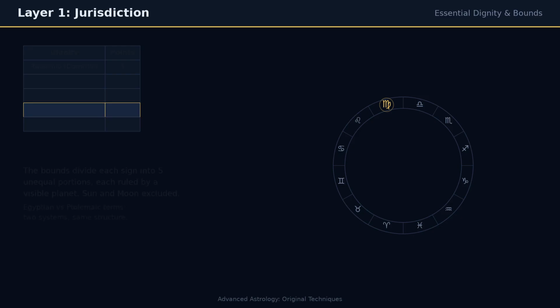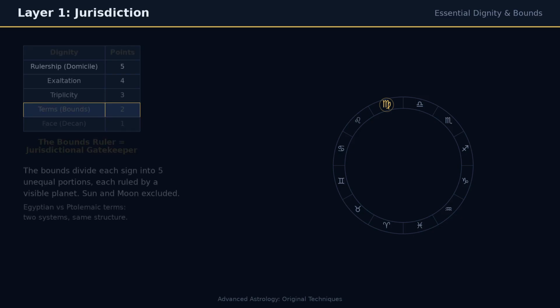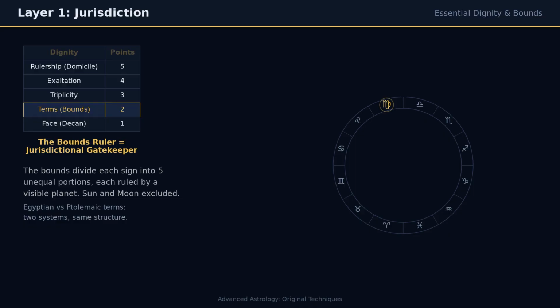The bounds, also called terms, divide each sign into 5 unequal portions, each governed by one of the 5 visible planets. The sun and moon do not participate. There are 2 primary systems: the Egyptian terms, used by Valens and Firmicus, and the Ptolemaic terms, favored by Ptolemy for their logical consistency. In the Genius Vector Protocol, we score each planet across all 5 dignities. Rulership is worth 5 points. Exaltation is worth 4. Triplicity is worth 3. Terms are worth 2. Face is worth 1.